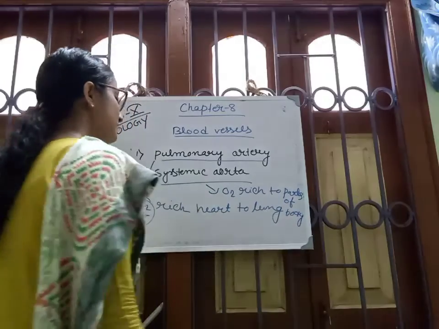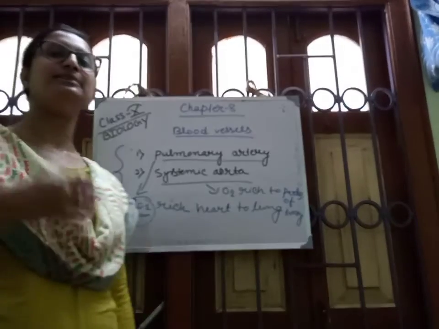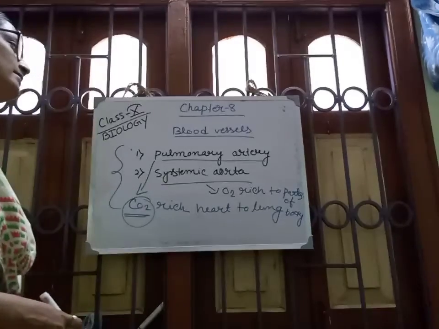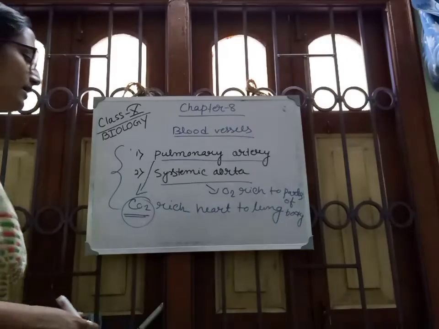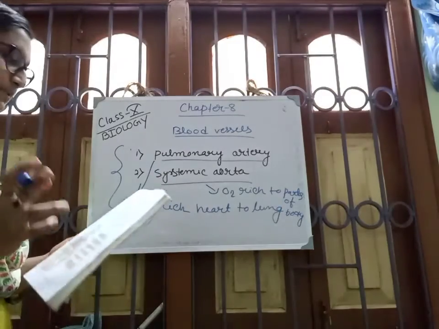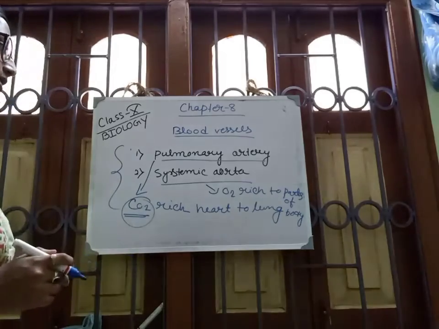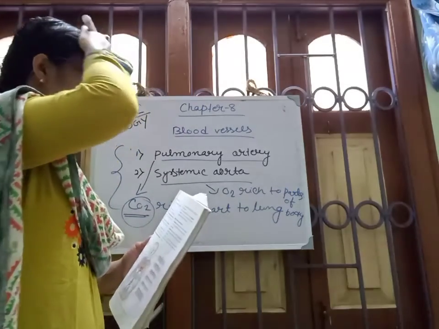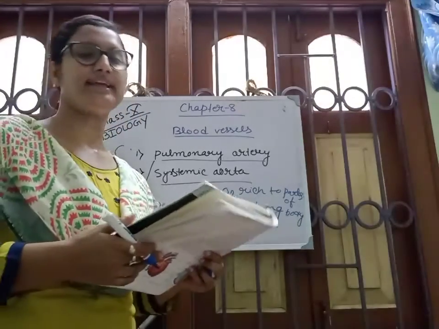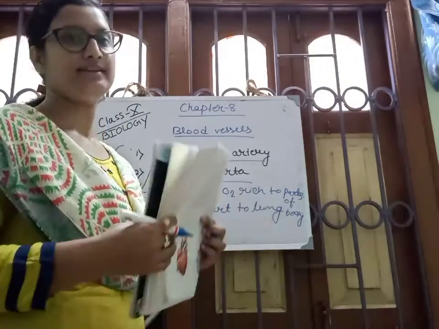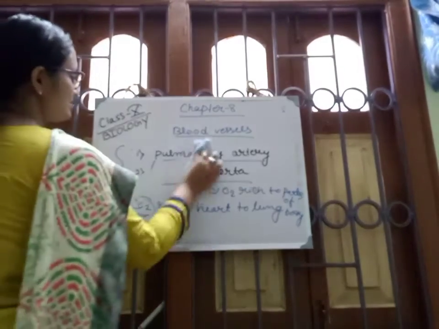These two types of blood vessels leave the heart. The pulmonary artery carries deoxygenated blood from the heart to the lungs for purification, and arises from the right ventricle. And the systemic aorta carries oxygen rich blood to various parts of the body, and arises from the left ventricle. Okay, the blood vessels are completed.